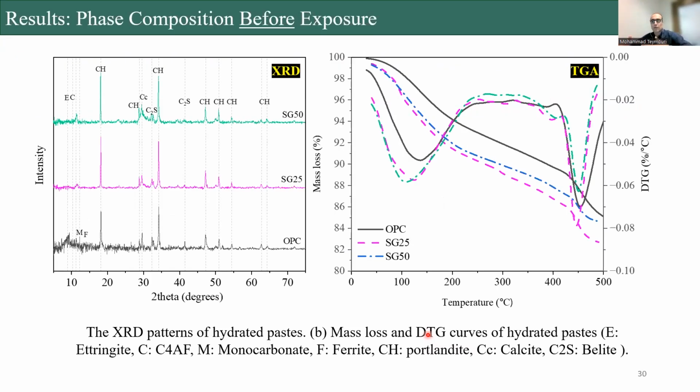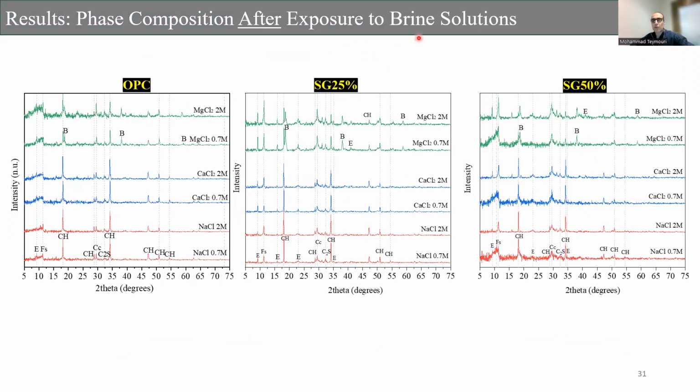So let's talk about it. We backed up our measurement by titration with different techniques, XRD and TGA. This is before exposure. There is no sign of the chloride inside the graphs. After exposure to the brine solutions, let's start with the OPC. For example, you can see the formation of Friedel salt here, and this is for sodium chloride. And then we compare the peak for sodium chloride compared to the magnesium chloride. You can see the peak is different. It means the higher peak is the higher amount of Friedel salt.